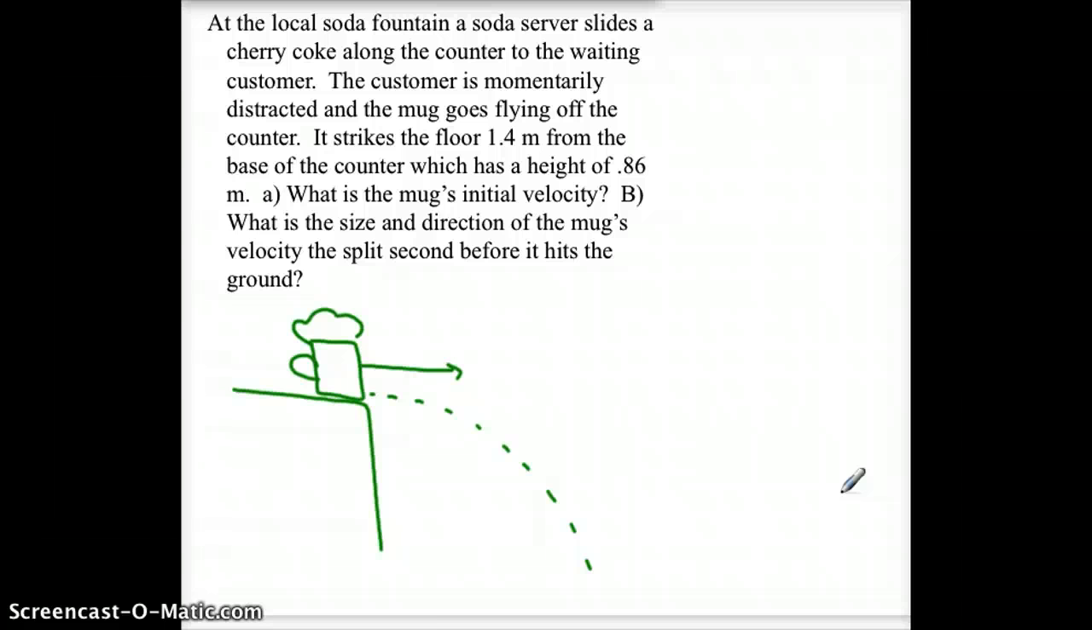So for our x direction, I only have three variables. The velocity in the x direction, which will remain unchanged, x displacement, measured in meters, and the time, t, in seconds. Now in the y direction, it's a kinematics problem because gravity is accelerating the mug downwards. So we'll have all five variables.